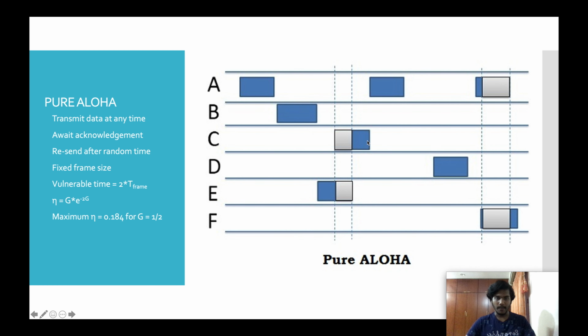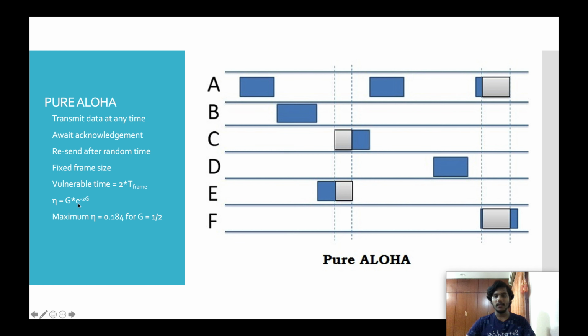and in this time there shouldn't be any message starting. Since the message sent by E is inside the vulnerable time, it is being mixed up with some part of the message C, and since this is happening, we have defined the vulnerable time as 2 times T frame, and the efficiency formula has been defined as G into e power minus 2G.